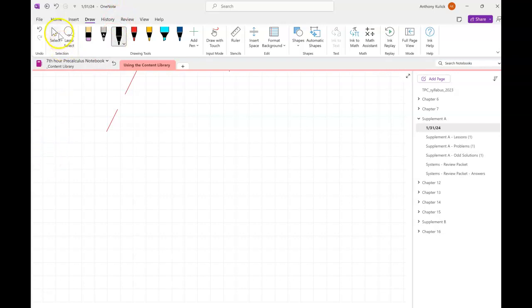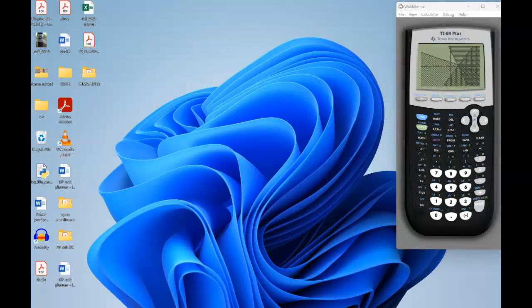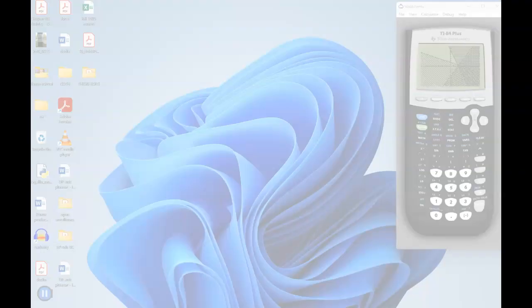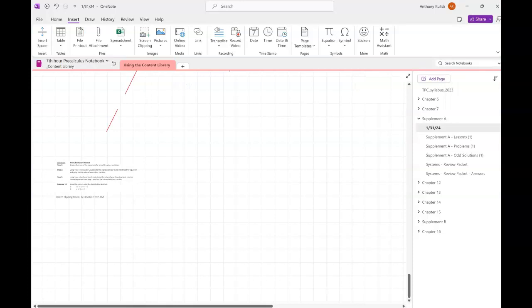Well, there are algebraic methods. Does anybody remember any of the two algebraic methods for solving a system of equations? There's two names. One starts with an S, the other with an E. Substitution was the S one.